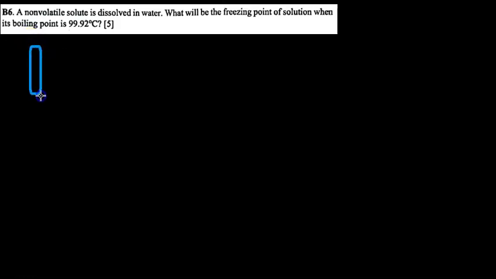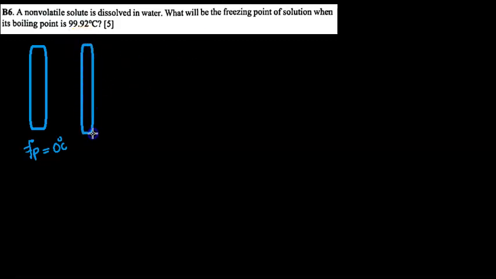Let's call it FP. This is going to be 0 degrees Celsius. If the freezing point is 0 degrees Celsius, the boiling point here, let's call it BP, is simply going to be 100 degrees Celsius. So the change in freezing point is simply going to be KFm. And in the case of boiling point, the change in boiling point is simply going to be KBm.